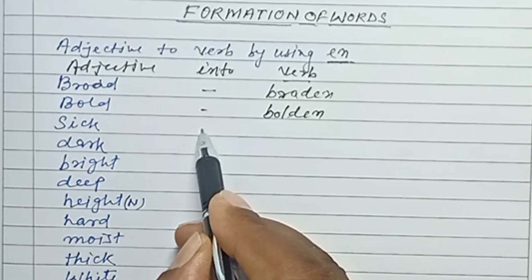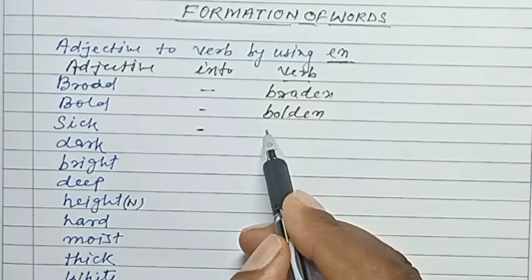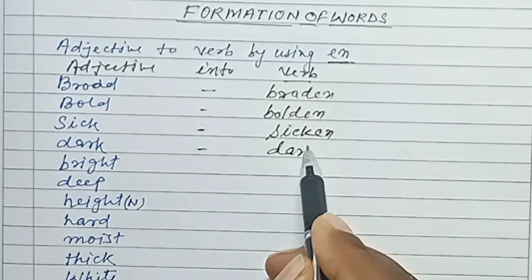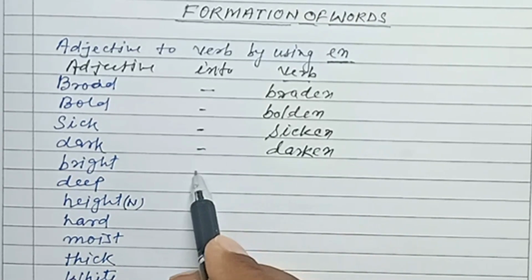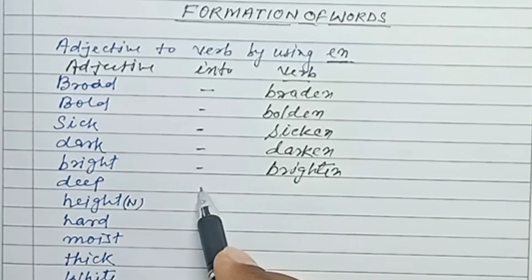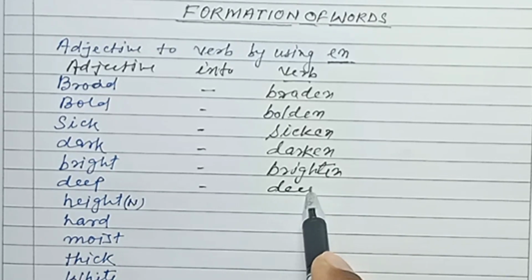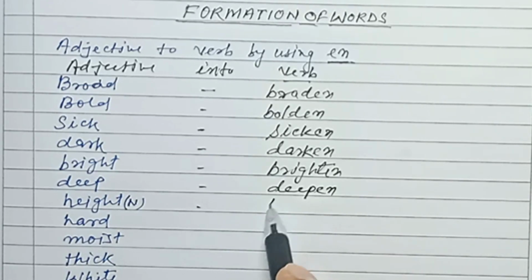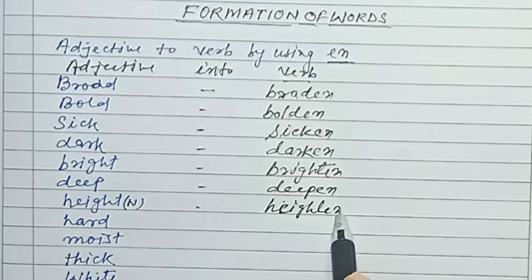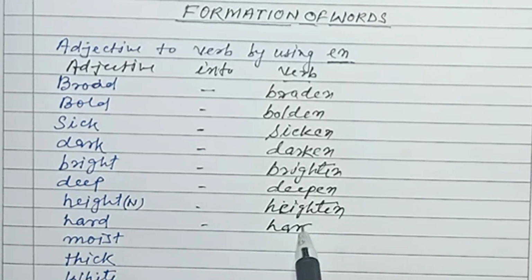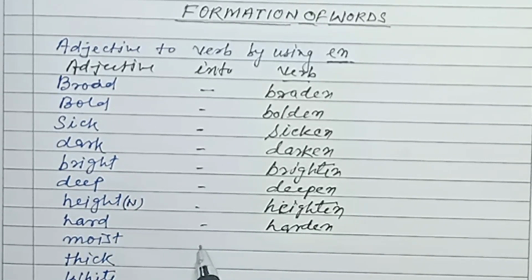Sick means ill. Sick will be written as sicken. Dark will be written as darken. Bright we will write as brighten, B-R-I-G-H-T-E-N. Deep we will write as deepen, D-E-E-P-E-N, deepen. Height we will write as heighten, H-E-I-G-H-T-E-N, heighten. Hard will be written as harden. And moist will be written as moisten.